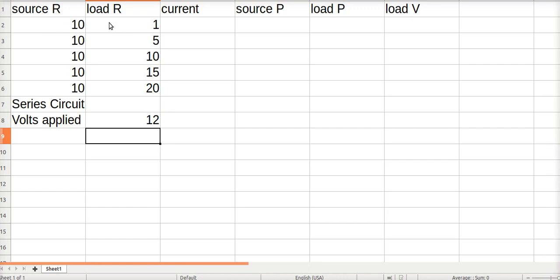So these are definitely a series circuit. So my total resistance would be 11. My volts applied would be 12, so my current equals the 12, if you will, divided by the series resistance, which would be 10 plus 1. And you can use the cells in Excel if you want to and come up with the formulas, and it makes it easier to fill out the table.